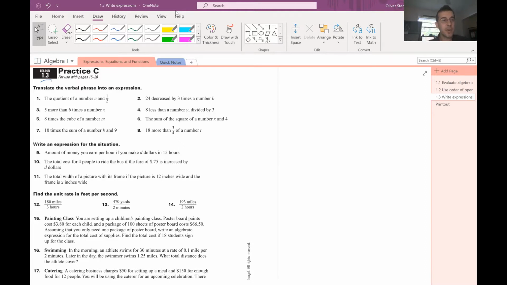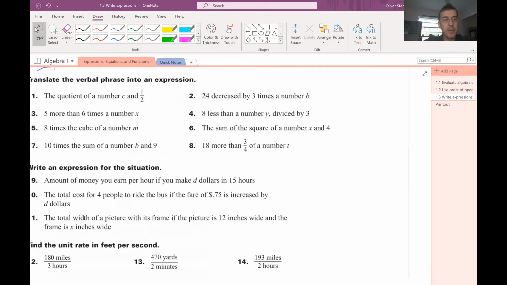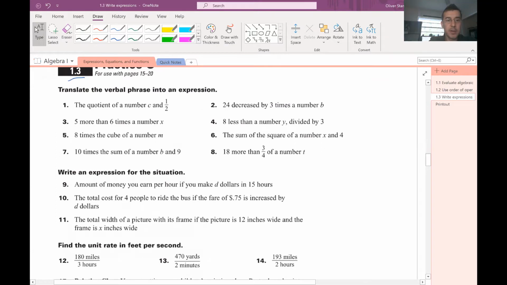Number 1, the quotient of a number C and 1/2. So that would be quotient of C and 1/2. Number 2 would be 24 decreased by 3 times b, so 3b. That's 2. Number 3, 5 more.